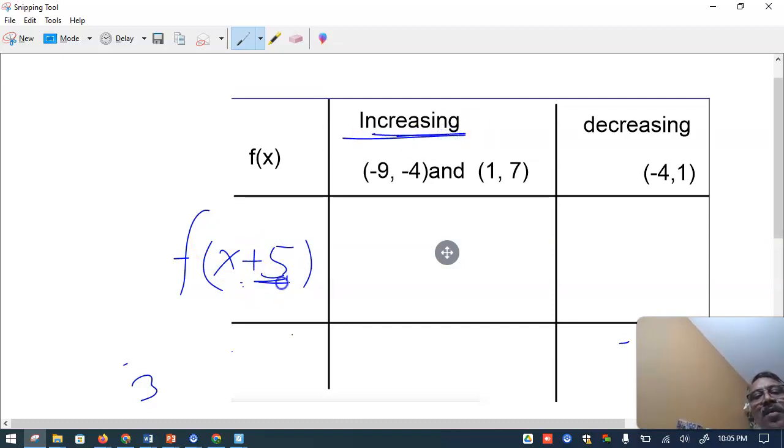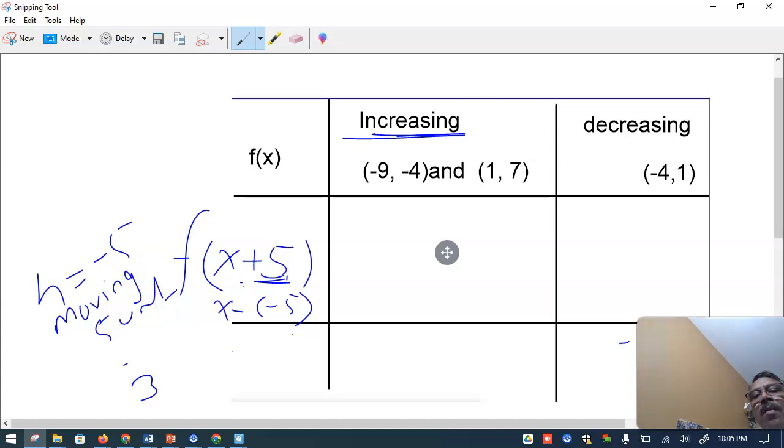Remember there's a plus 5. It means it is x minus 5. The h is minus 5. You're moving left by 5 units, right? So every time, each of these numbers you have to subtract by 5.